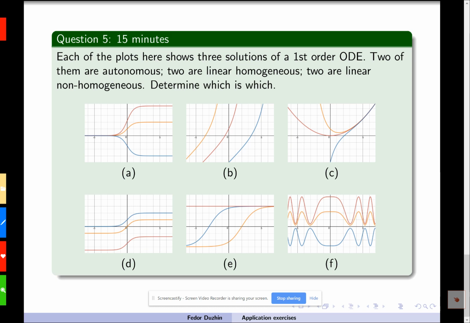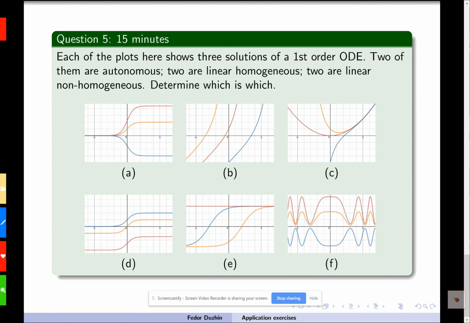Okay, so here we see 6 plots. Each of them shows 3 solutions of a first order differential equation. Two of them are autonomous, 2 are linear homogeneous, and 2 are linear non-homogeneous. So let us determine which is which.